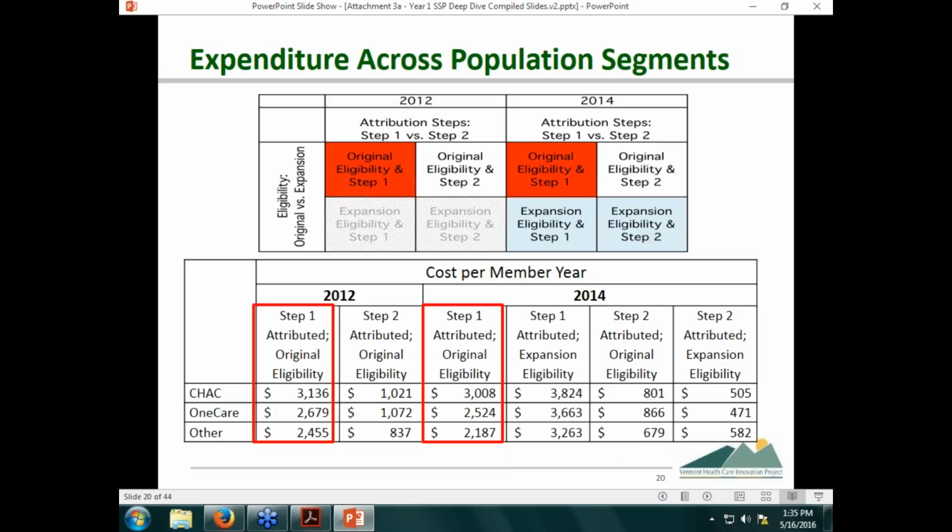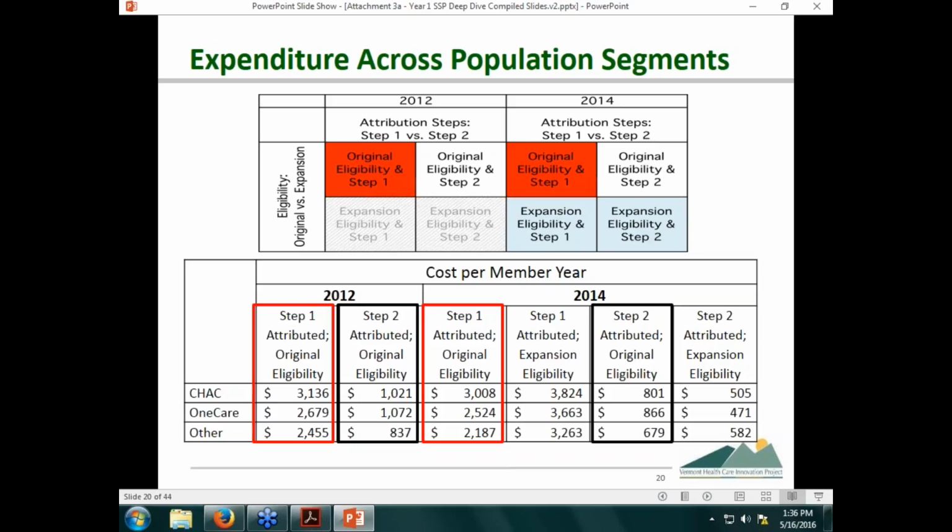But in these first highlighted boxes, the red highlighted boxes, we're comparing those individuals who are attributed through step 1, or through claims experience, and who have original Medicaid eligibility. So they were eligible previously and they still are eligible in 14. As you can see in this group, across all of the ACO categories, we're seeing that expenditure went down from 2012 to 2014.